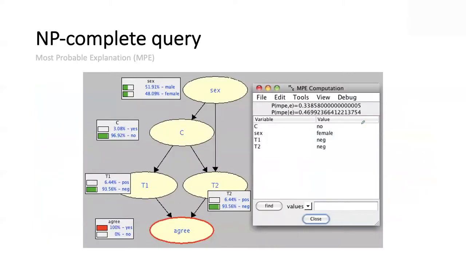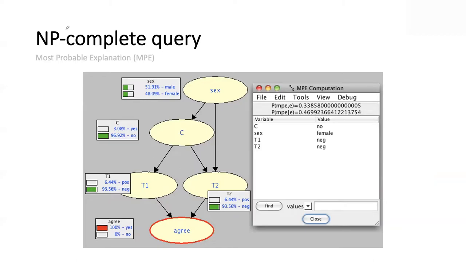So this is the very first problem, which we said is NP complete. That was the problem where you fix the value of some variables in the Bayesian network, and then you try to find the state, or the most likely state, of the remaining variables. It's kind of an optimization problem, and the decision version of this is NP complete.